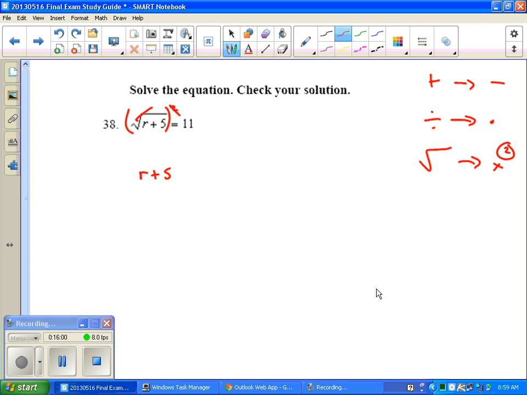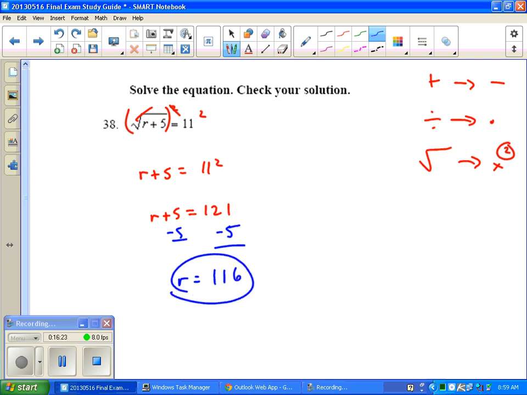But you can't just square the one side. You have to square both sides. So equals 11 squared. r plus 5 equals 11 squared, which is 121. In order to get r by itself, it's a simple equation now. Get rid of plus 5 by subtracting it. r equals 116. Then it says check your answer and see if it's correct.